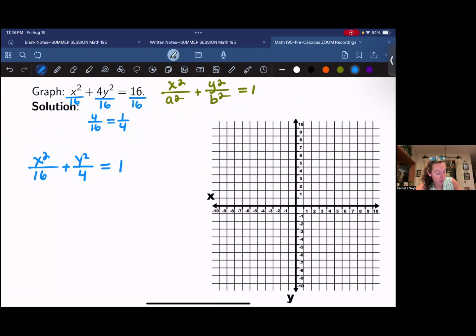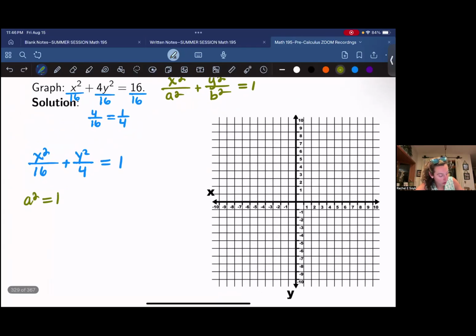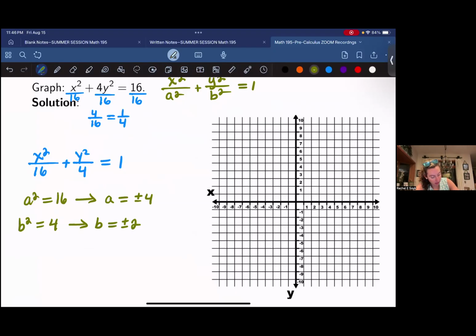And now we can very easily identify our a squared, which is 16, which tells us that our a is the square root of 16, which is plus or minus 4. And then our b squared is 4, which tells us that our b is the square root of 4, which is plus or minus 2. a is along our x-axis. We have our center point at the origin once again. And so we have our x-intercept at -4 and at +4. And then our y-intercept is at -2 and +2.